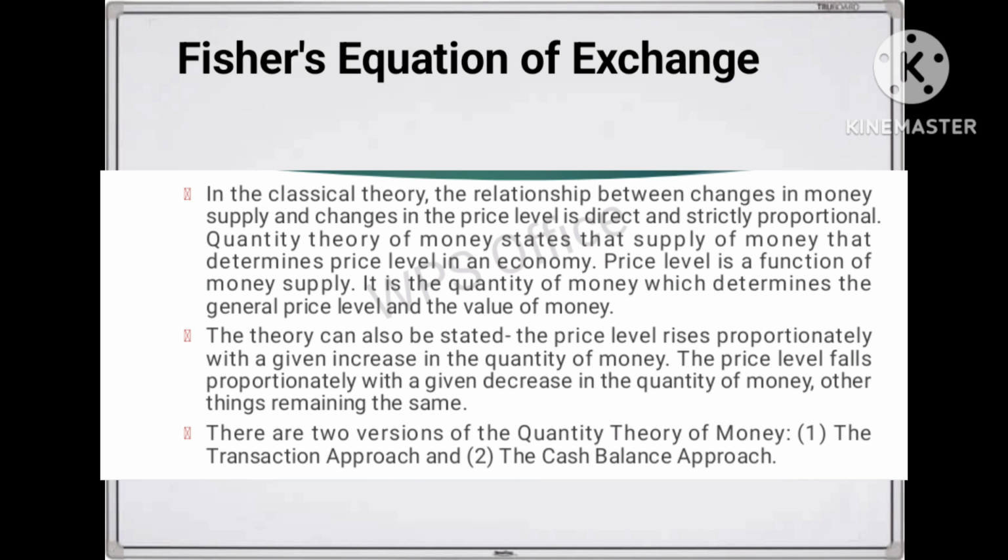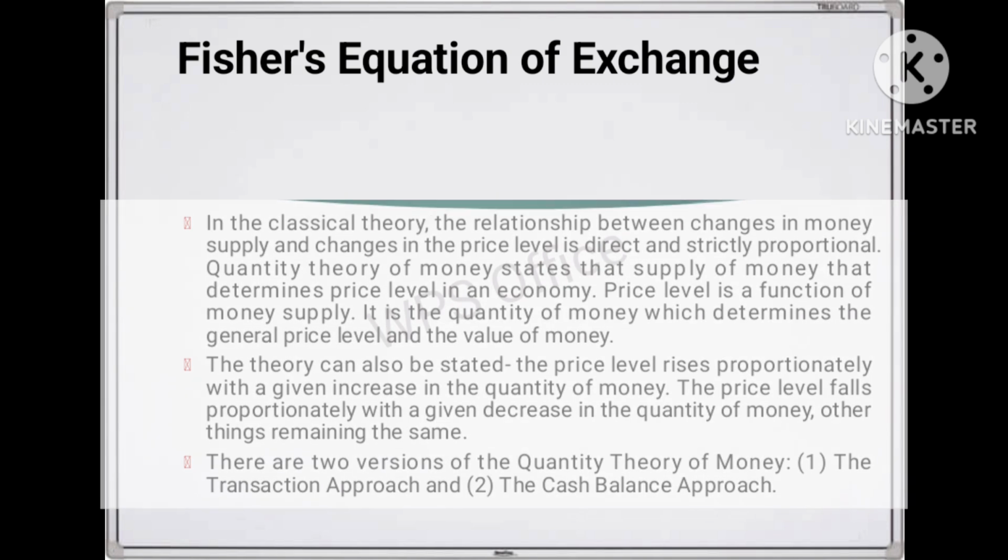The quantity theory of money states that the supply of money determines the price level in an economy. Price level is a function of money supply. It is the quantity of money which determines the general price level and the value of money. The theory can also be stated: the price level rises proportionately with a given increase in the quantity of money, and the price level falls proportionately with a given decrease in the quantity of money, other things remaining the same. There are two versions of the quantity theory of money: the first one, the transaction approach, and the second one, the cash balance approach.